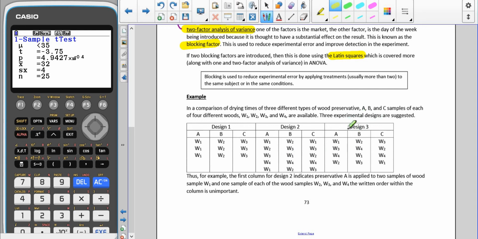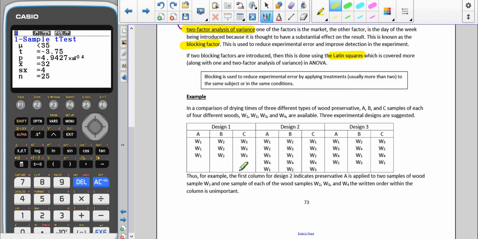For design 3, we have that treatment A is being applied to wood 1, 3, 4, 2. B is being applied to 2, 4, 1, 3 and C is being applied to 3, 2, 4, 1. So thus, for example, the first column for design 2 indicates that preservative A is applied to 2 samples of wood 1 and 1 sample of wood 2, 3 and 4. And it tells us that the written order within the columns is unimportant.